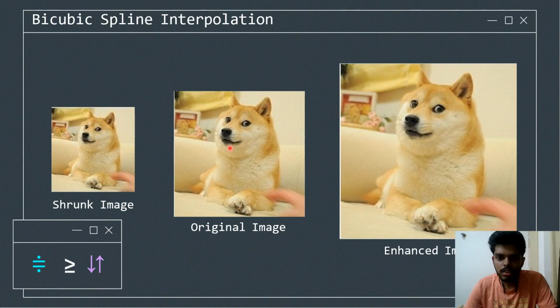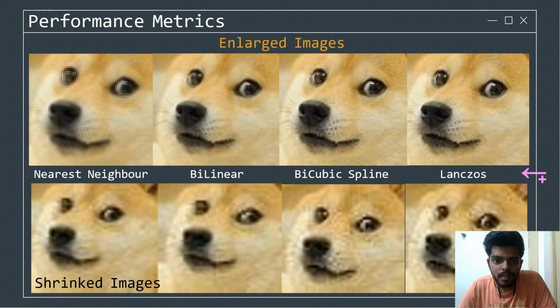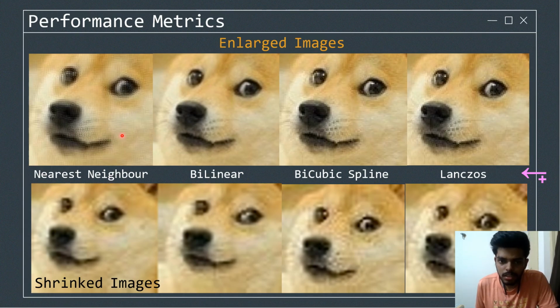Okay, so we have discussed all four methods, and now is the time to check the performance metrics and compare the results for all. Here are the performance metrics for all the methods. These are the enlarged images. These are the cropped cut-outs of enlarged images, and these are the shrunk images that we have generated using those MATLAB codes. Here you can clearly see that the quality, the sharpness or the smoothness, is increasing in this order, right?